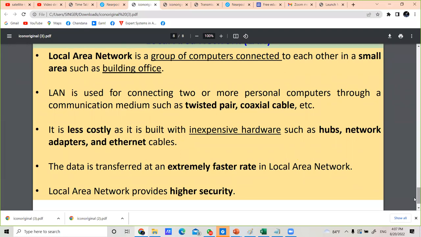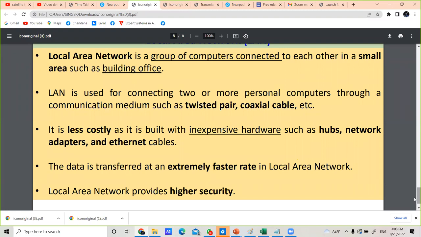Especially, we already know twisted pair has two types, UTP and STP. Right? UTP and STP, from those two categories, the most popular one is STP, shielded twisted pair. Some people also use coaxial cable, but because of the cost to establish a small network, coaxial cables are not much popular.